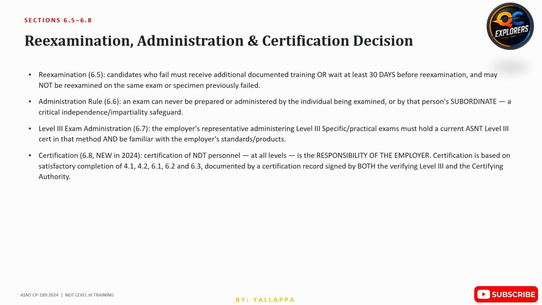Let's begin with Section 6.5, which covers re-examination. Not every candidate passes on the first attempt, and CP-189 provides a structured process for re-examination rather than allowing unlimited immediate retesting. According to the standard, a candidate who fails an examination has two options before attempting another examination. The first option is to complete additional documented training that addresses the deficiencies identified during the failed examination. The second option is to wait at least 30 days before being re-examined.